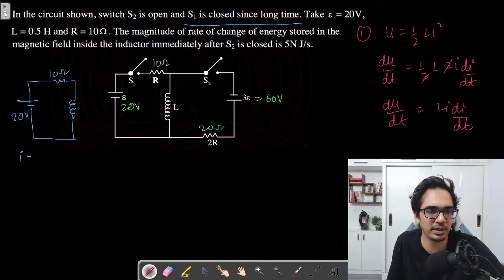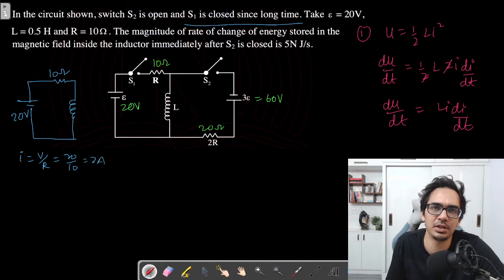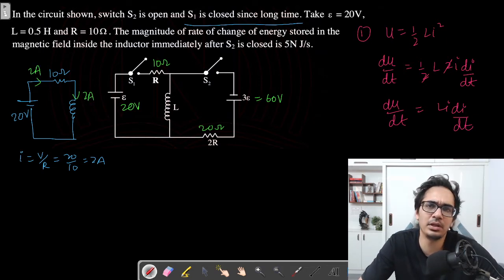So the maximum current would have become V by R. V is equal to 20, R is equal to 10. So this would have become 2 ampere, right? The inductor is behaving like a short wire. So 2 ampere current is flowing like this initially. This is the concept that everyone probably knows. At time infinity, when it is fully charged, the inductor behaves like a short wire. So current is equal to V by R.